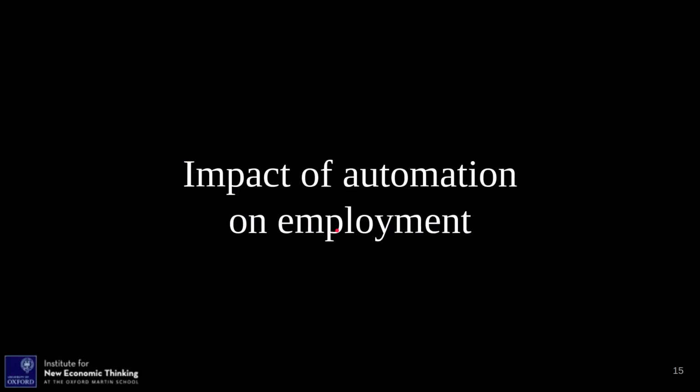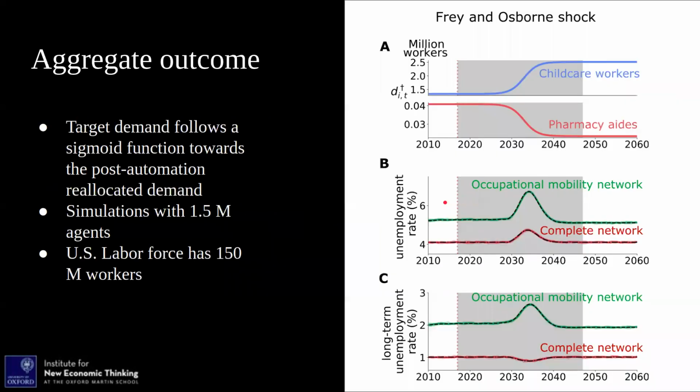Okay, so now we apply it to the problem at hand, the impact of automation on employment. So as I said, we assumed some occupations increase their demand because they are not automatable, and some occupations decrease their demand because they are automatable. This is demand for labor. And then we check unemployment rate and long-term unemployment rate, and we compare the occupational mobility network, which has a structure that we get from data, and the complete network, assuming anyone can apply to any job. And we see there's a strong difference in the unemployment rate and in the spike. Same for the long-term unemployment.